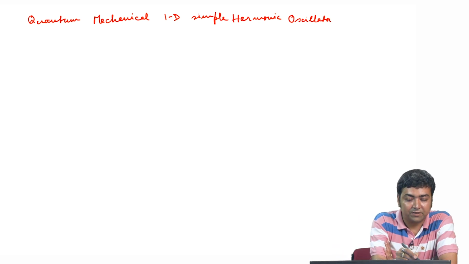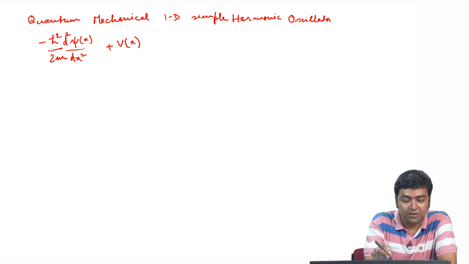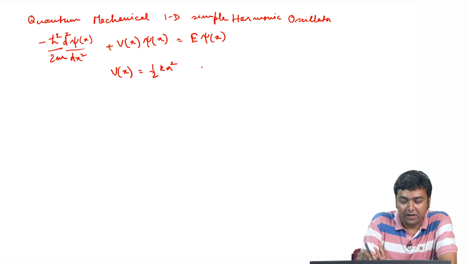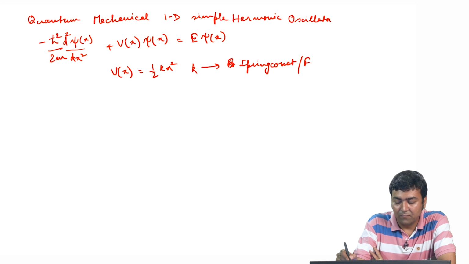So, just as a reminder, in this case your Schrodinger equation will look like this: minus h cut square by twice m d2 by dx2 psi x plus V x psi x equals E psi x. Here my V x in this case is equal to half k x square, where k is the spring constant. It is also called the force constant.